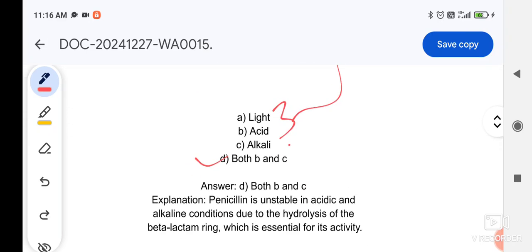So here is the explanation. Penicillin is unstable in acidic and alkaline conditions due to hydrolysis of the beta lactam ring, which is essential for its activity. So from the explanation also a question can be asked like this: the hydrolysis of which ring in penicillin causes its instability, or causes it to lose its stability? So the beta lactam ring is the correct answer.